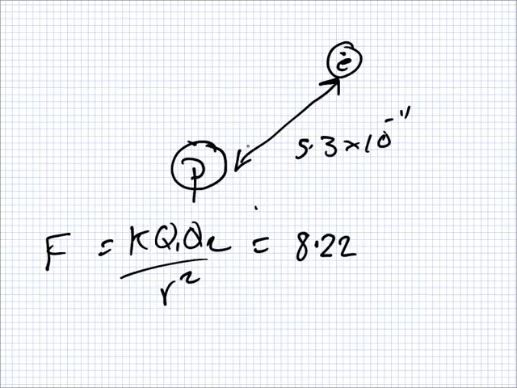No? 8.19 times 10 to the minus... Mine's more accurate because I use my calculator constants. I got 82.2 nanonewtons. What's their answer? 8.19 times 10 to the minus 8. Good. The slight difference is mine uses the full constant value on the calculator.